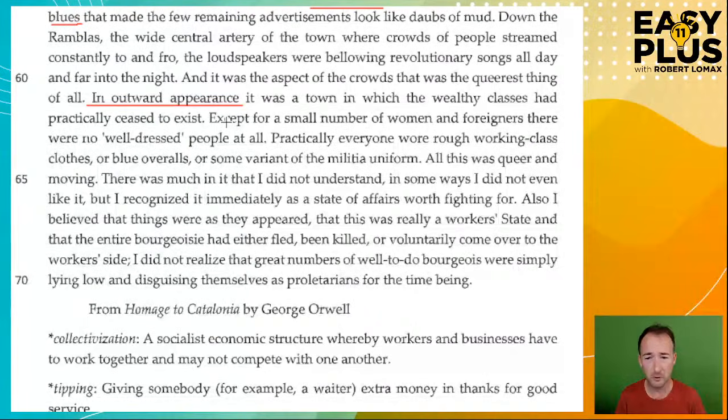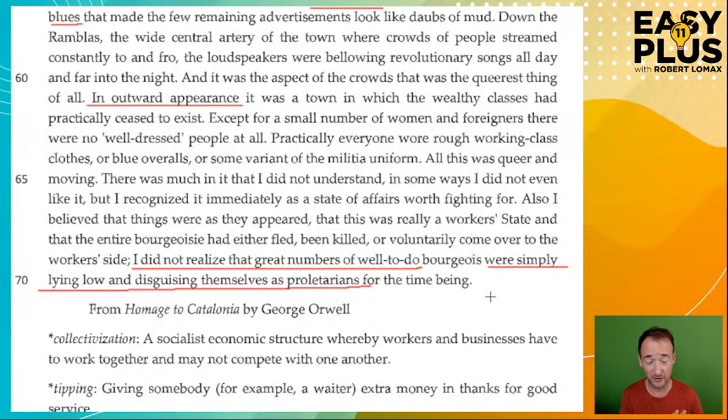All this was queer and moving, so strange and emotional. Much I did not understand, blah, blah, blah. I believed that things were as they appeared. But let's skip to the end, because you'll already have read this properly. I did not realise that great numbers of well-to-do bourgeois, word to think about, were simply lying low and disguising themselves as proletarians for the time being.